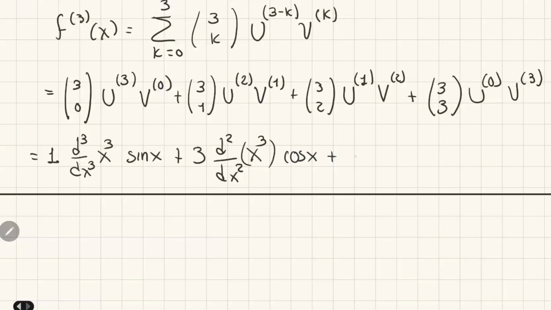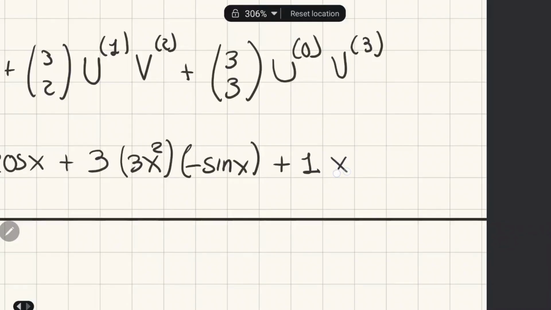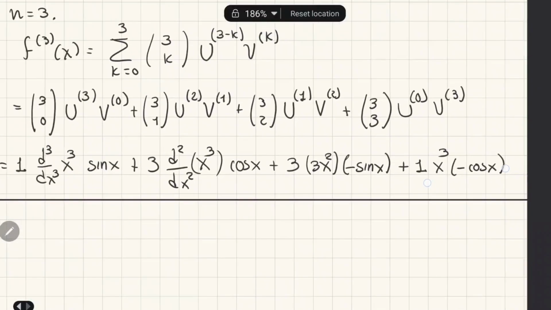Then plus 3 choose 2, which is equal to 3. And then the first derivative of x cubed, which is 3x squared. And then the second derivative of the sine, which is the negative sine. And then plus 3 choose 3, which is equal to 1. The zeroth derivative of x cubed, which is x cubed, and then the third derivative of the sine, which is going to be minus cosine of x.